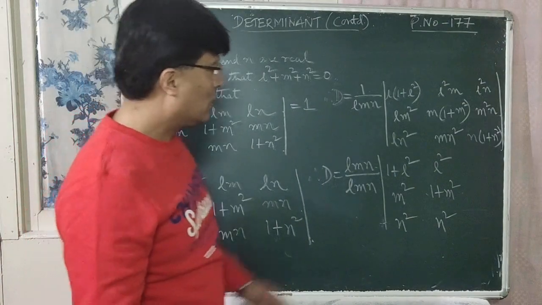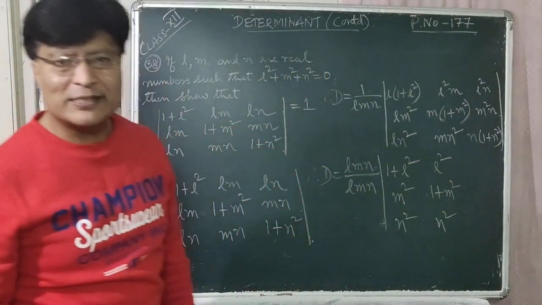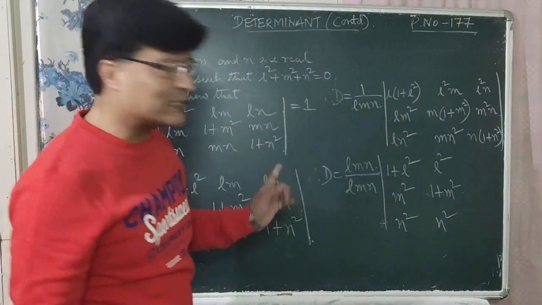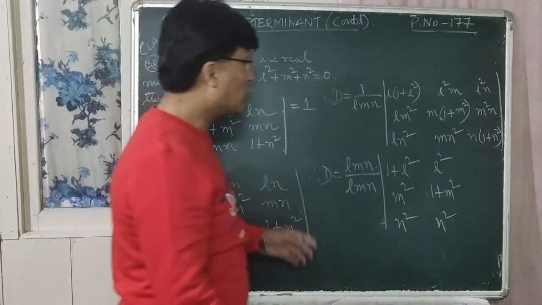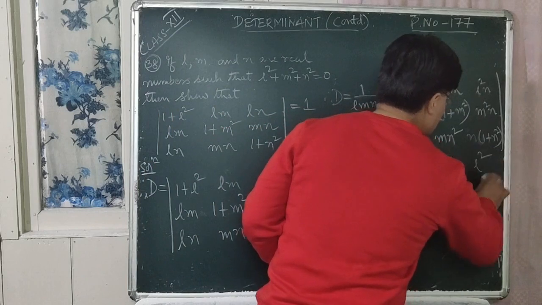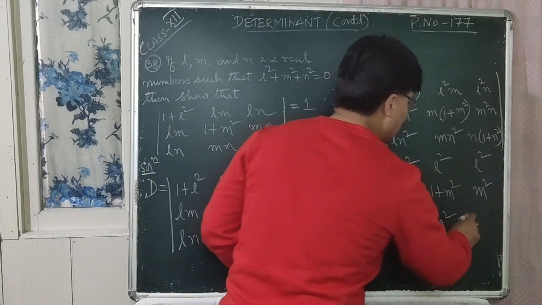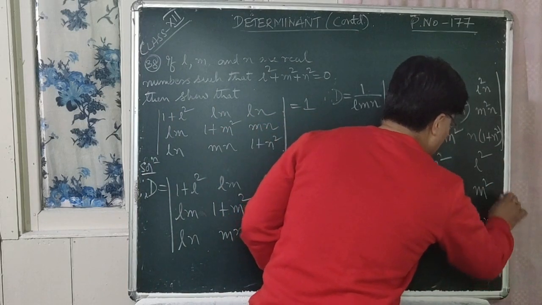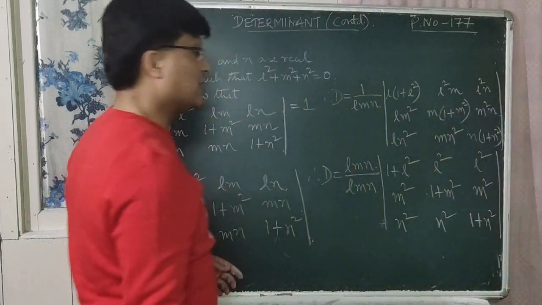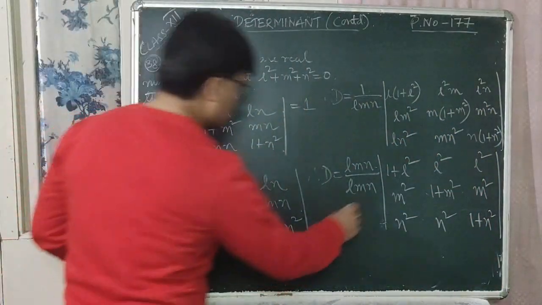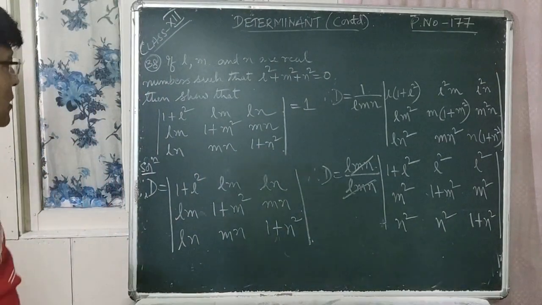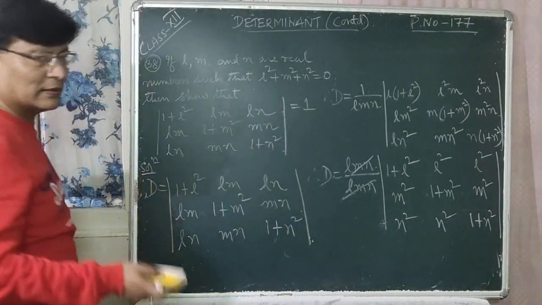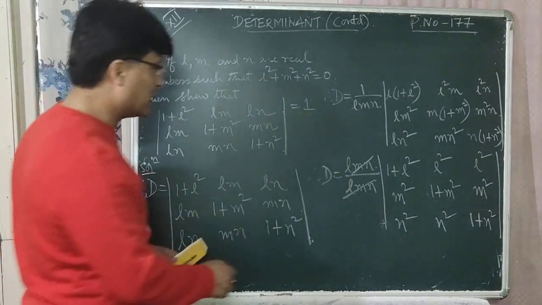So M is taken common from the second column. Now from the third column, what is taken common out there? N is taken common here. So what do we get? This is L square. This is M square. This is 1 plus N square. Is that clear now? So here you can cancel this element. Cancel them. So element and element, they are divided. That is one time, isn't it?